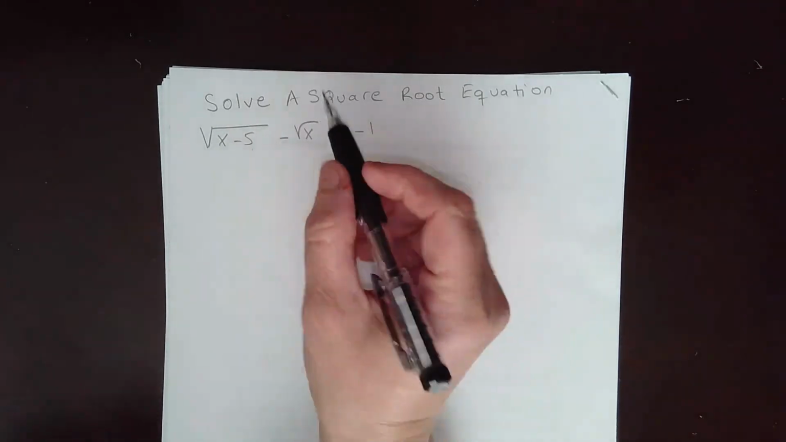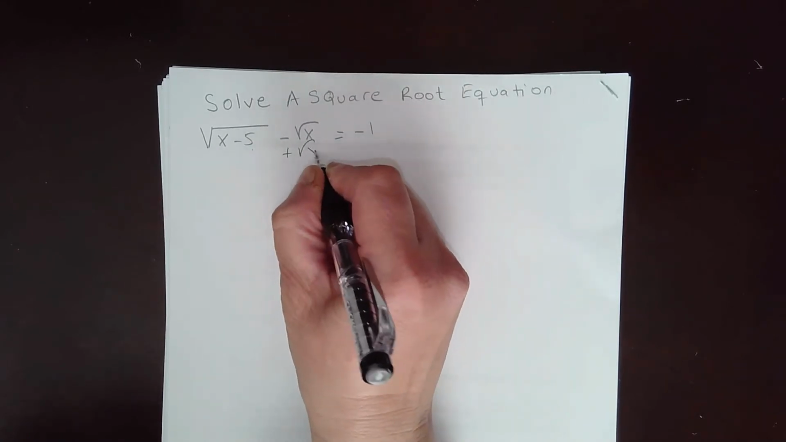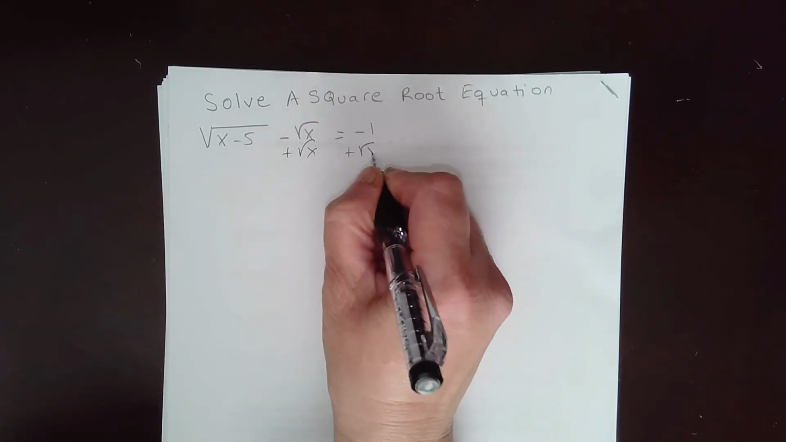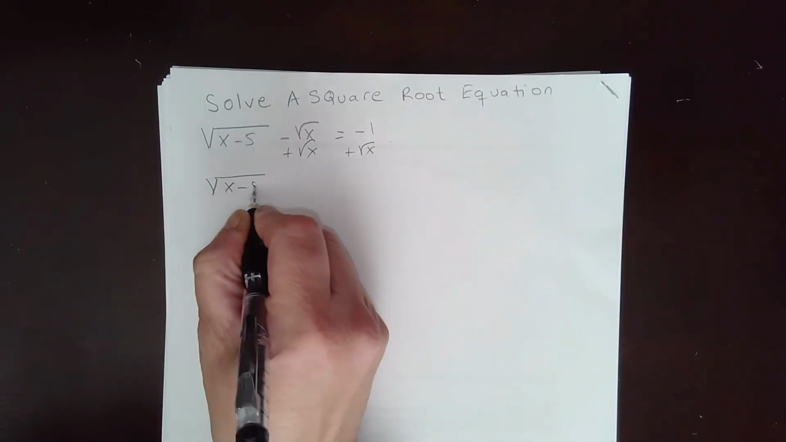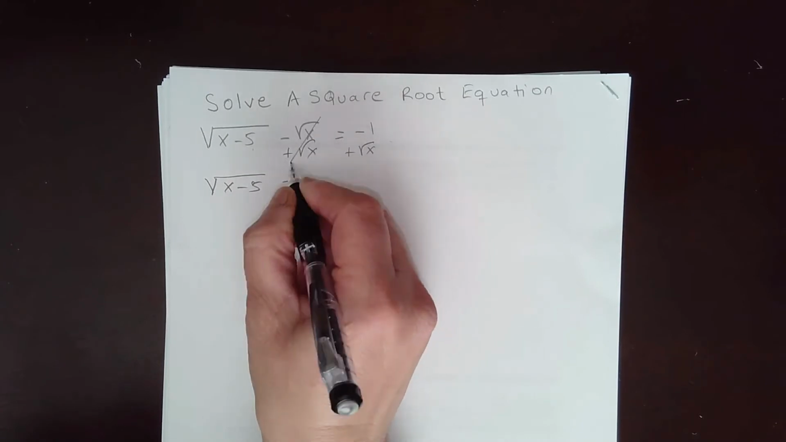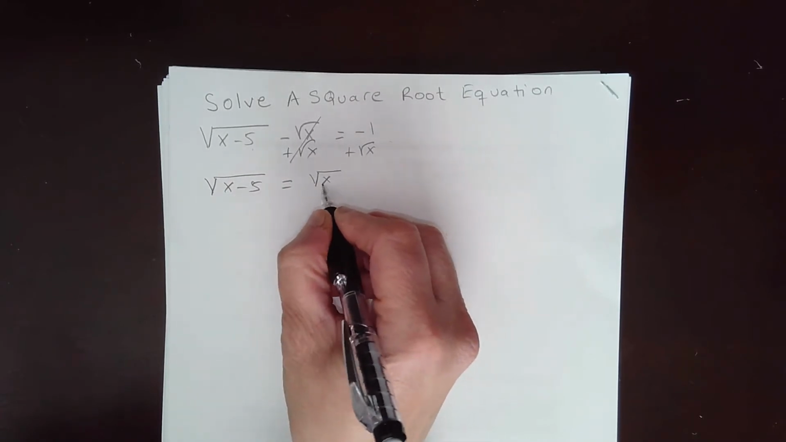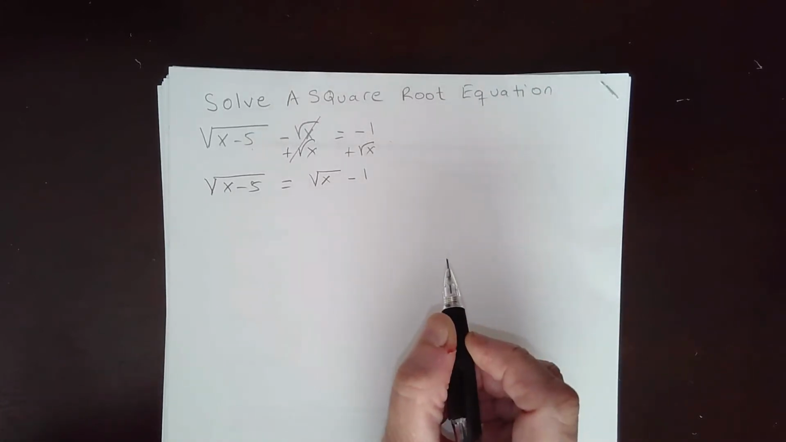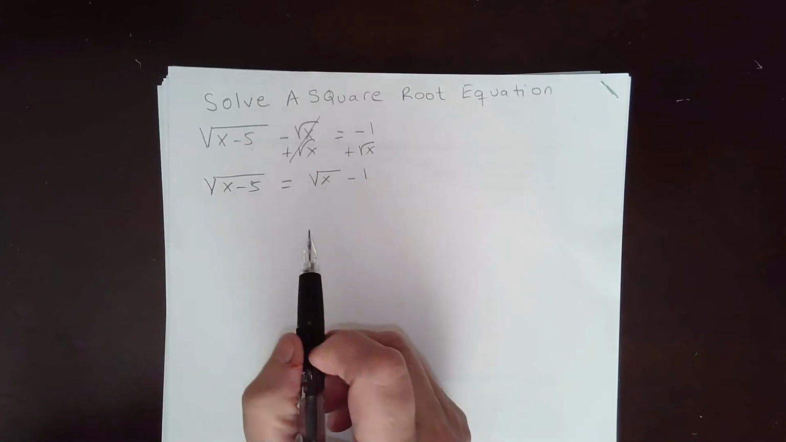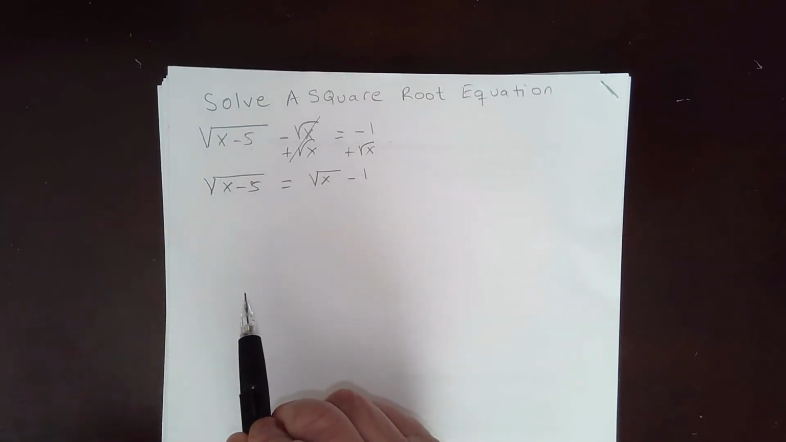So I need to take this to the other side. So I add square root of x on both sides, and that would give us square root of x minus 5. This cancels, equal to, I can write this before, square root of x minus 1. So remember, whenever you are solving an equation with two square roots, you want to have one square root on each side of the equation.